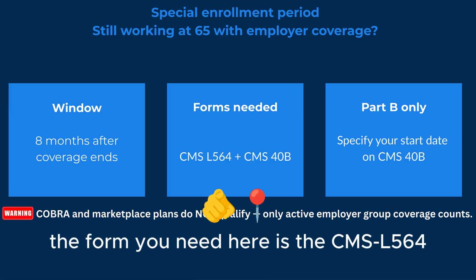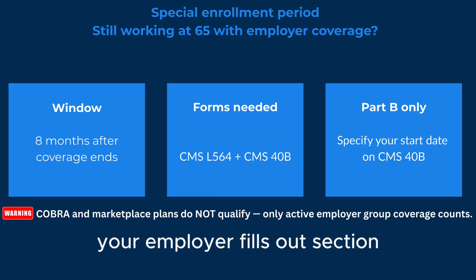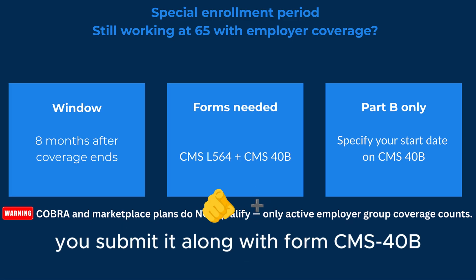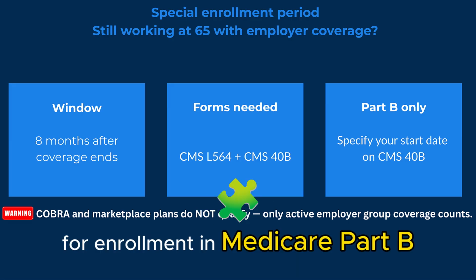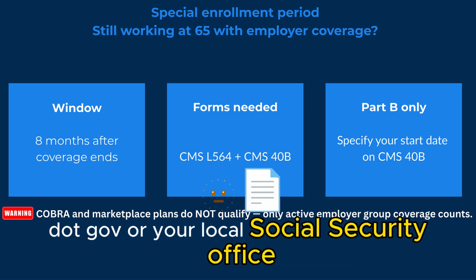The form you need here is the CMS L564. This is the Request for Employment Information form. Your employer fills out Section B of this form to prove you had employer coverage. You submit it along with Form CMS 40B, which is the application for enrollment in Medicare Part B. You can get both forms at cms.gov or your local Social Security office.